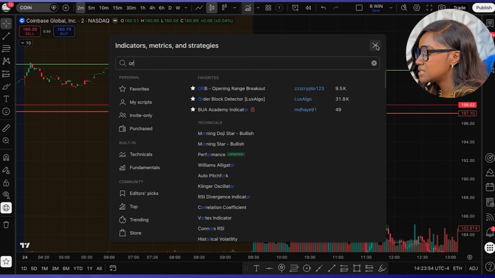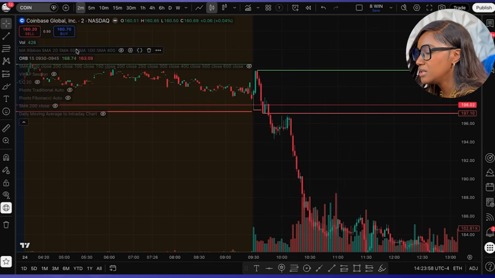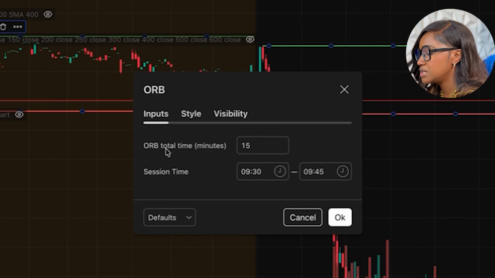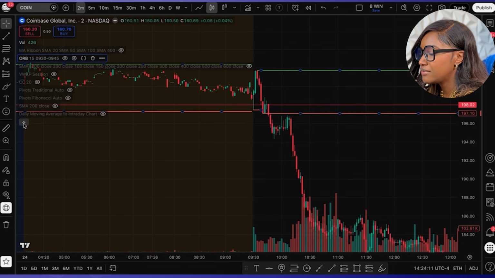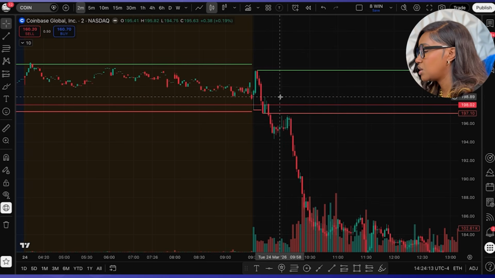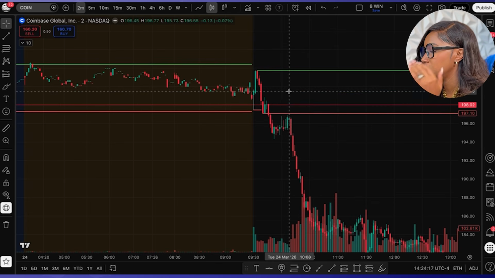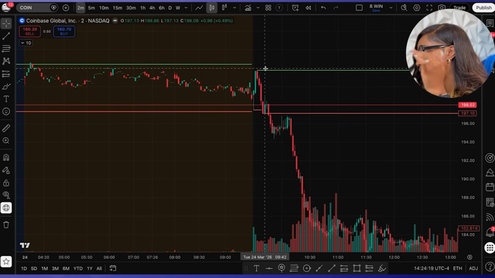When you have put it onto your chart, the next thing you need to do is go over to the ORB setting itself, go to this gear stick here, and change the ORB timeline minutes to 15 and the session time to 9:30, 9:45. Once you have that, you don't have to worry about it, y'all. Once that 9:45 time hits with the market being open, you're going to get the high and the low. Cool. Now we have that plotted.